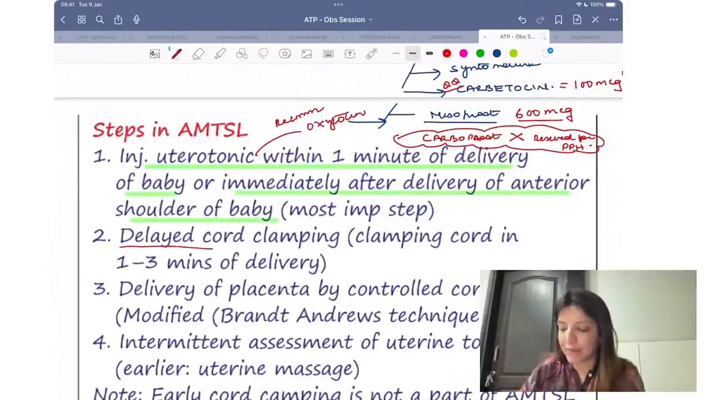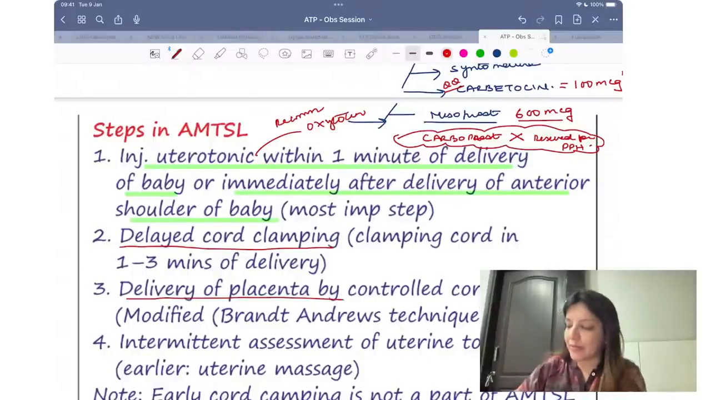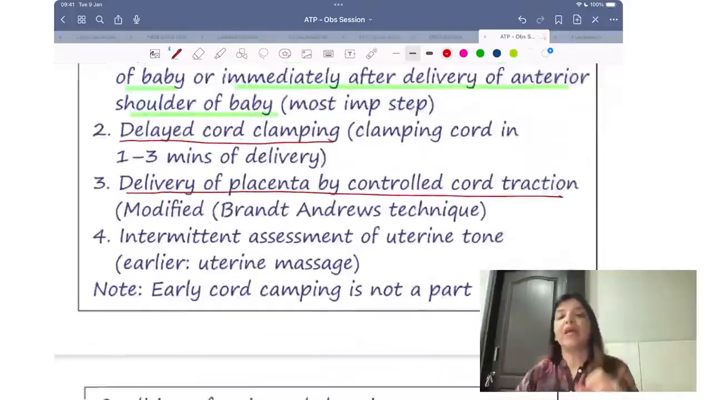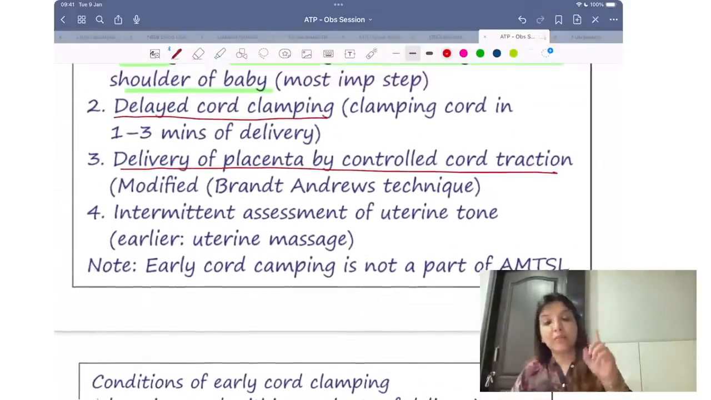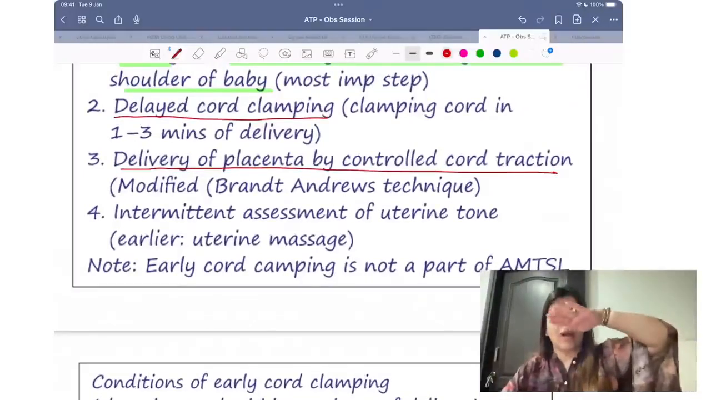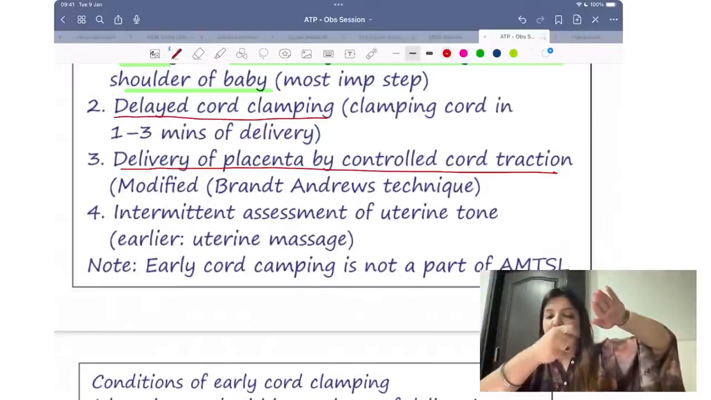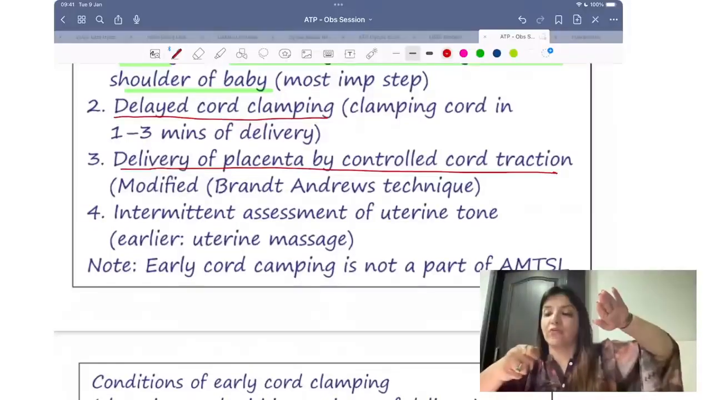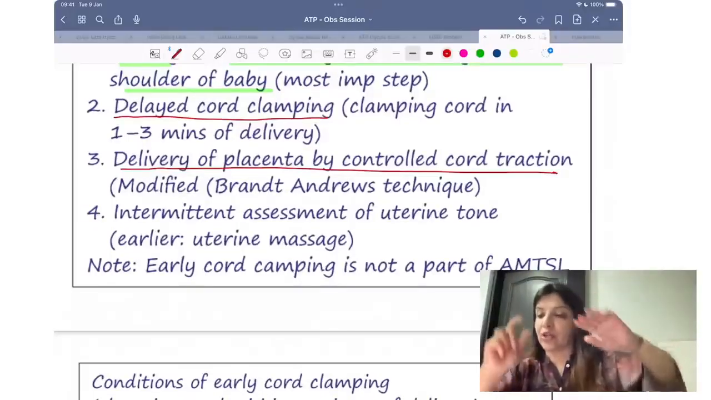Then second is delayed cord clamping. That is clamping the cord within 1 to 3 minutes of delivery. Fourth step is delivery of the placenta by controlled cord traction. Now, the image of controlled cord traction is asked many times. What is controlled cord traction? With one hand you will push the uterus up and back, and with the other hand you are going to give traction to the cord in a downward and forward direction.